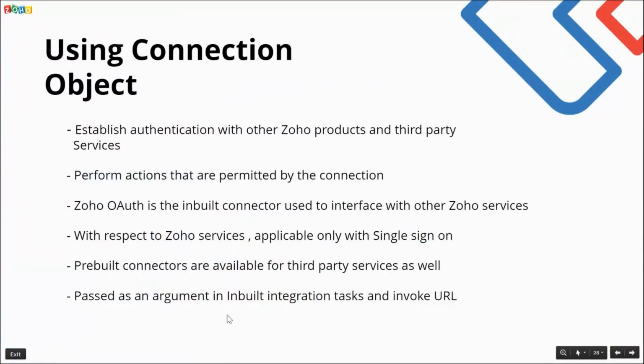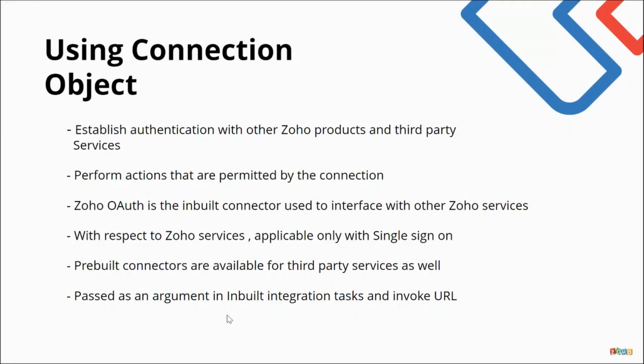So when are we supposed to use invoke URL and the connection object? And what is connection? So if the inbuilt integration tasks or any operation type is not available for any of the services, then we go for this invoke URL with connection object as an argument. So connection enables you to integrate with other Zoho services. Once you add a connection for the cloud service, you will be able to integrate Zoho Creator with that particular service. And you will also be able to perform actions that are permitted within that connection.